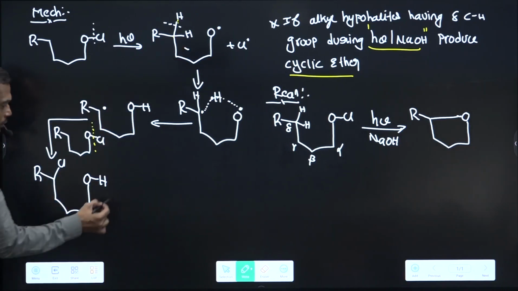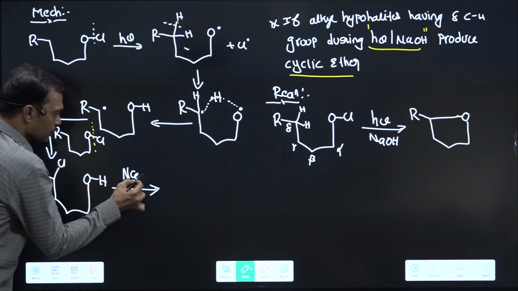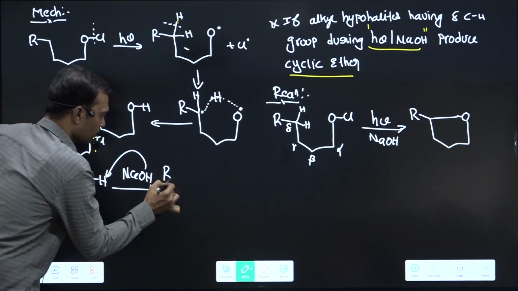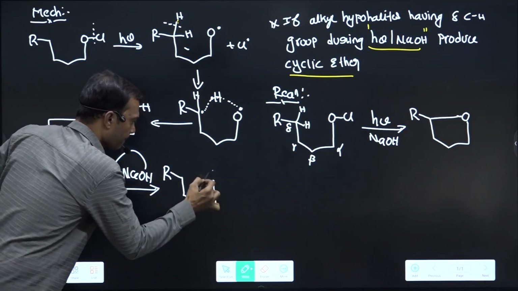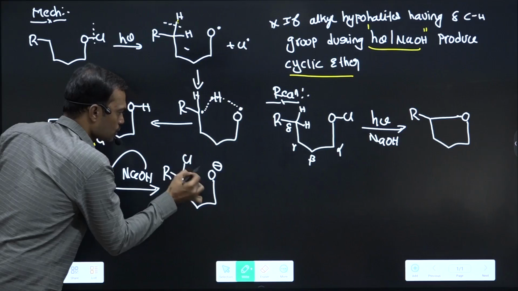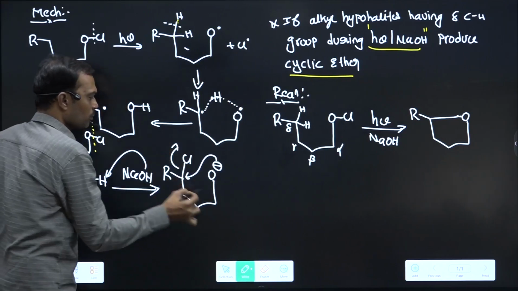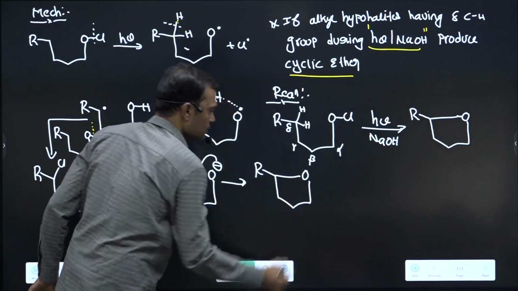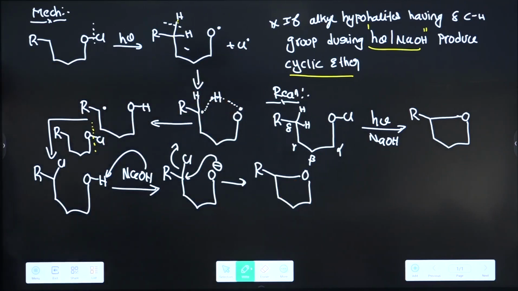Okay, now this is on treatment with sodium hydroxide. This proton migrates here, then here which charge will you get? Negative charge. Now this will attack here, chlorine will be removed out. So once you get this answer, this is the real mechanism.